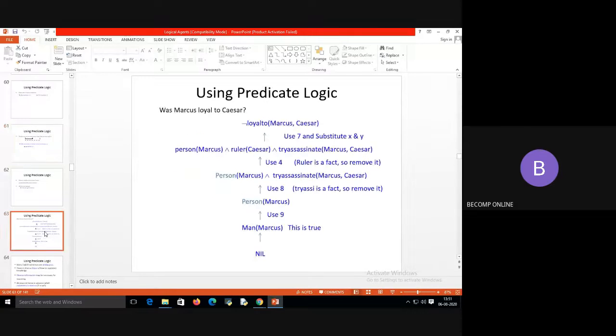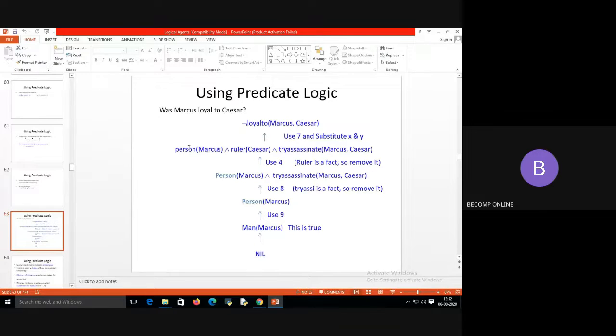So while proving, I have begun with the goal and I have negated the goal. Now I search in my list of facts: where is a matching fact where I can substitute x and y and use it?